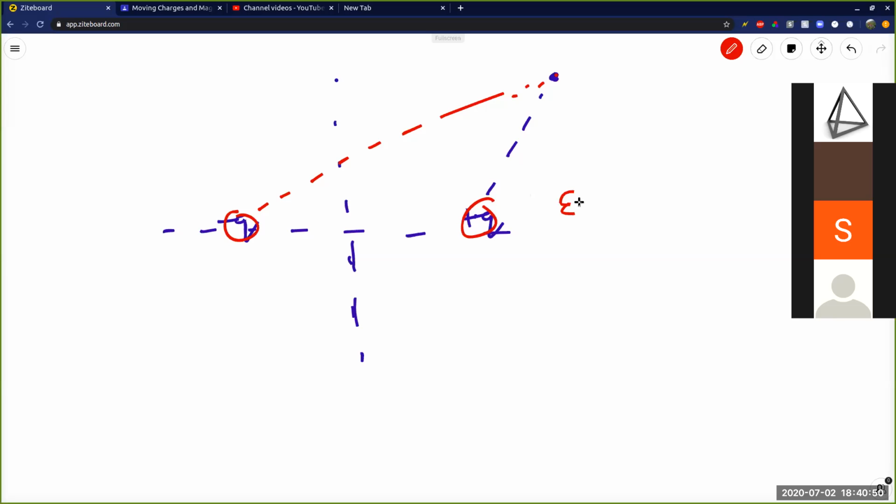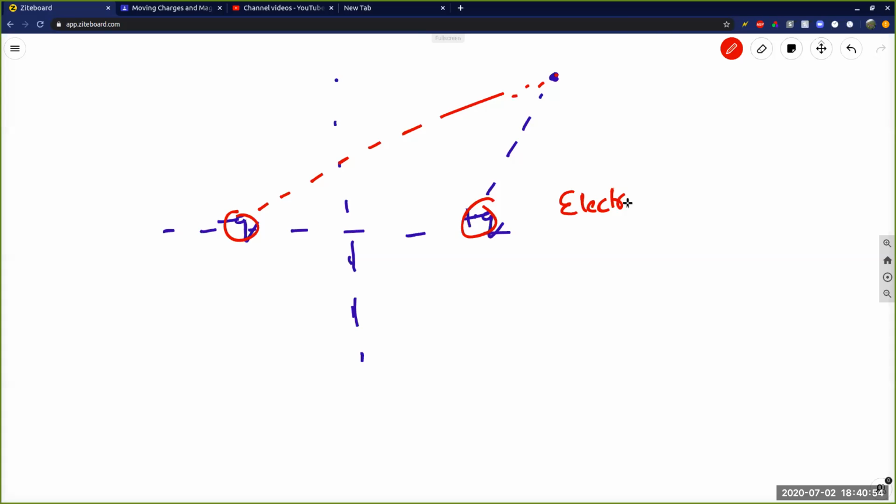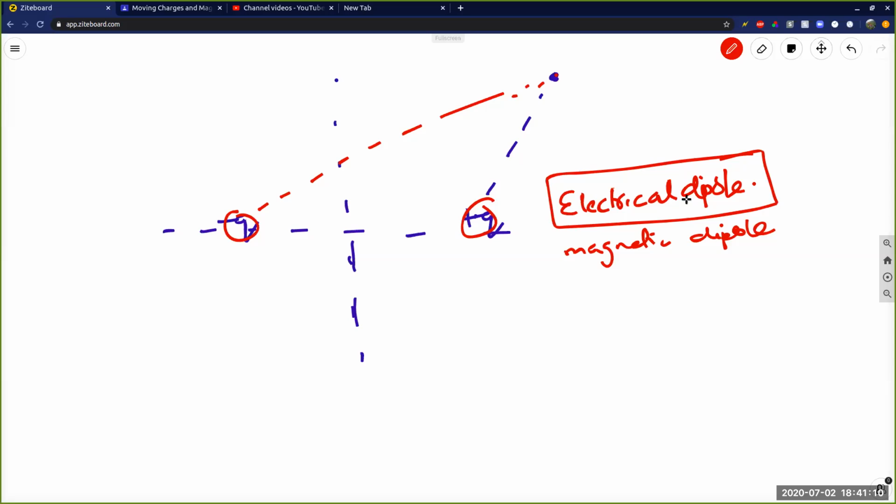So this was an electrical dipole, right? Now we'll study what is a magnetic dipole. See, what is a magnetic dipole? Tell me, what was the need to study an electrical dipole?